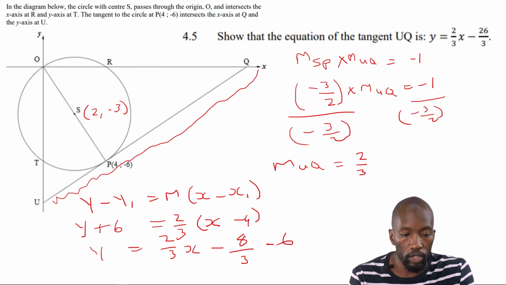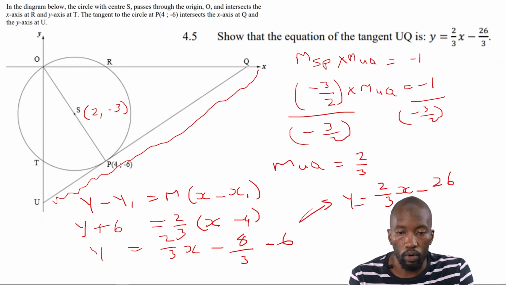So this, if you check on your calculator, will just give you this equation here. y is equal to 2 over 3 x minus 26 over 3. There you have it. So we've proven that the equation is actually that. Now let's carry on.